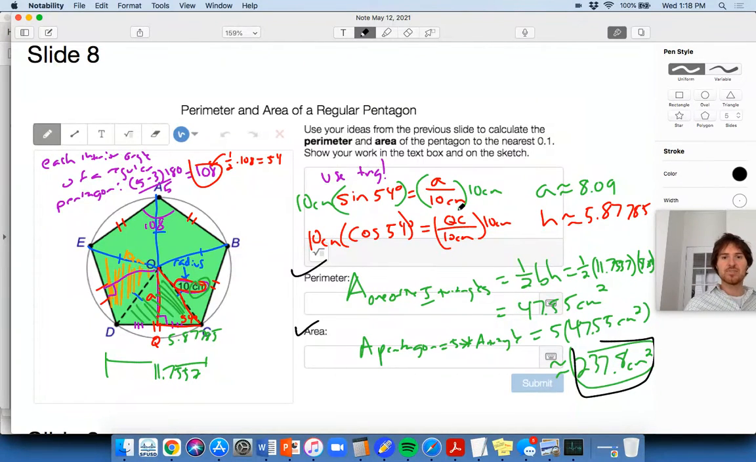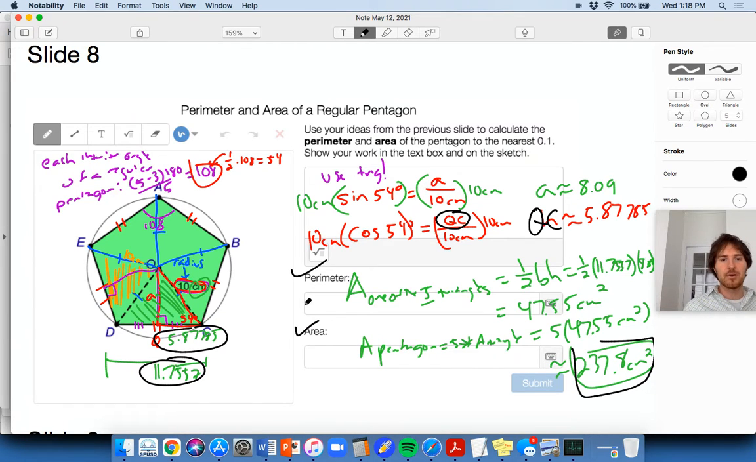When we got what QC had to equal, did I do that in my calculator? I don't know what I did here. Hold on. A was 8.09. Why did I put H there? It doesn't make any sense. I meant to do QC right here, equals 5.87785. Okay, so that's it here. That means each side is double that, to get to that 11.7 or so.